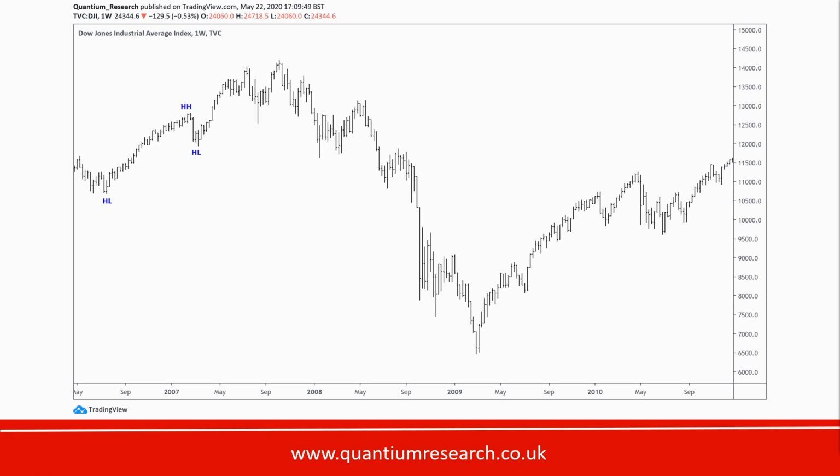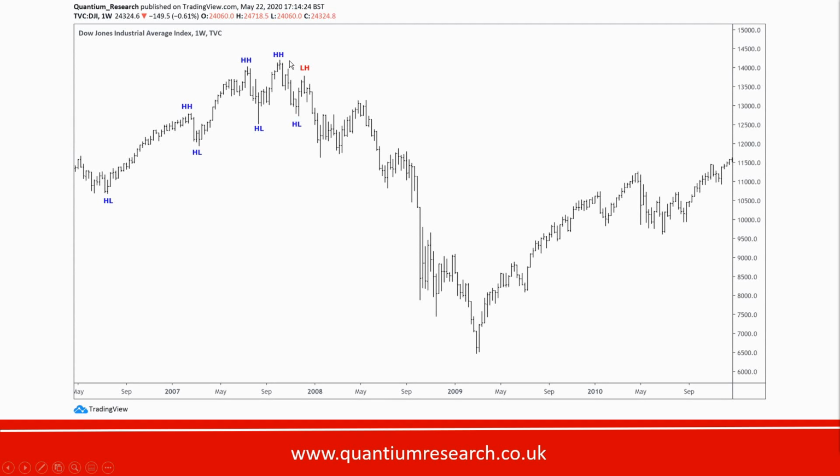So in the beginning of this graph, we're in an uptrend with a series of higher highs. Higher highs and higher lows. That is until we get the first lower high, which is seen just after this series of higher highs and higher lows. We can see that first lower high, which breaks the cycle of higher highs and lows. Now, that sets the market up for a potential failure swing.